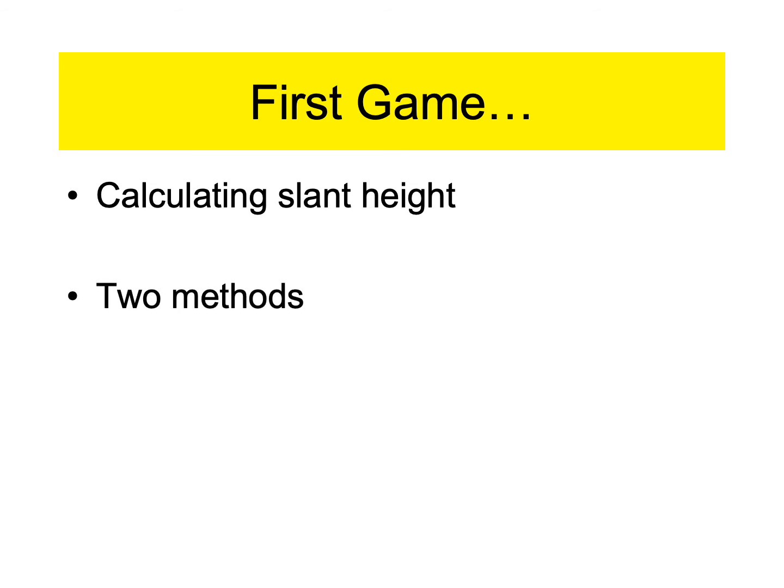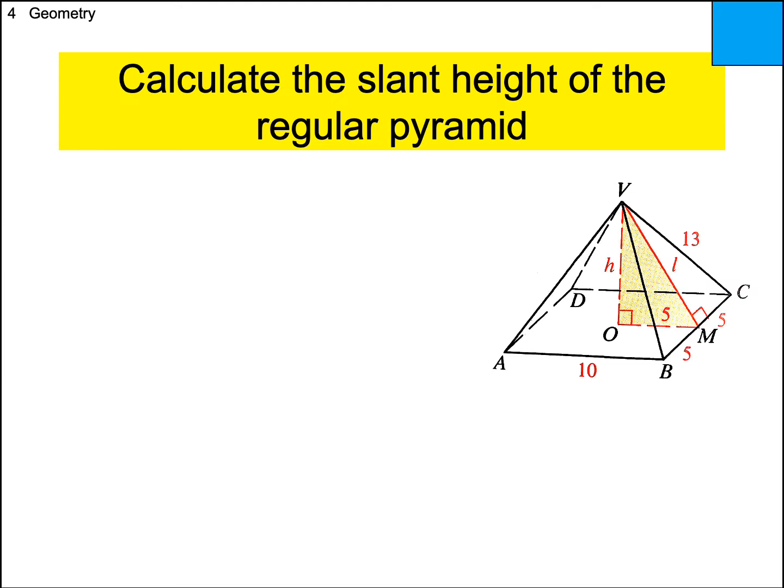Well, there's two methods basically, and I don't mean like you can choose either one. It depends upon what information you're given. There are two basic things that they will give you when they ask you to calculate the slant height. So once again, here's the picture. We're trying to calculate L, right? How long is L? 2 ways that this can happen.